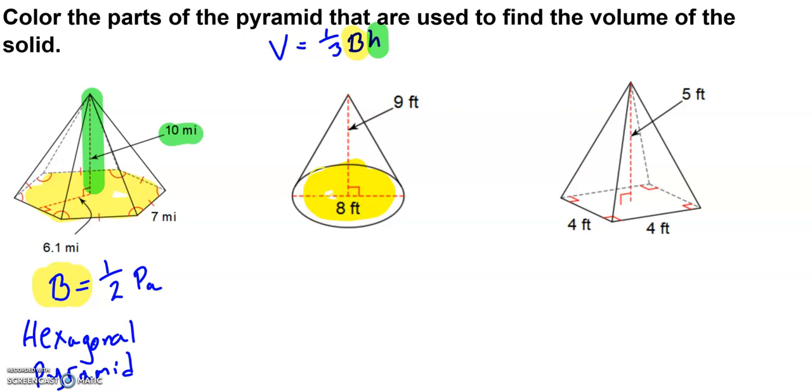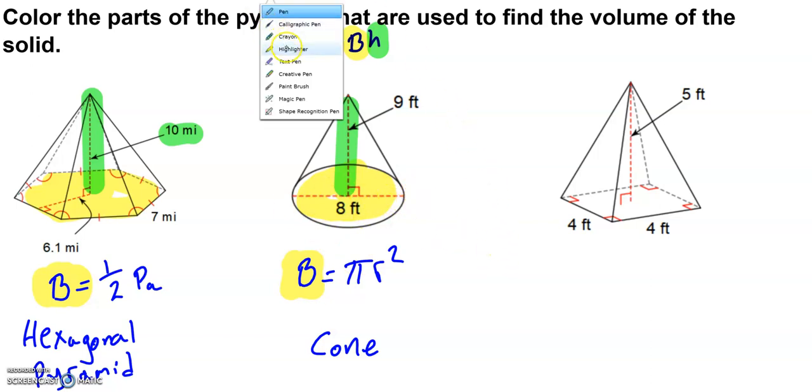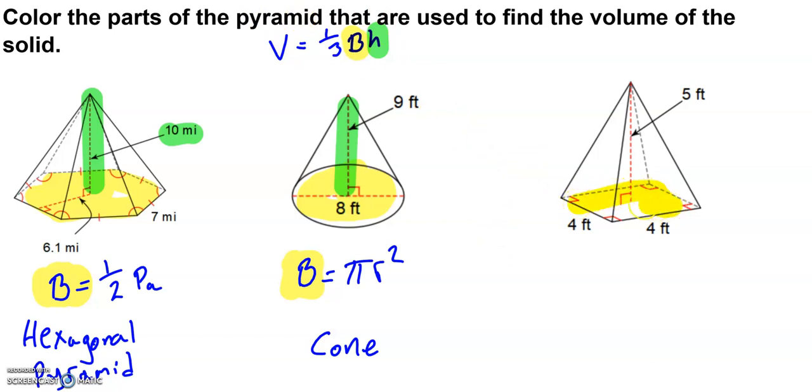Our next pyramid, we notice big B, the base itself, is a circle, and we're going to talk about how to find it in a minute. And the height is the distance between the apex and the base. To calculate big B, because this is a cone, big B is pi times radius squared. Notice in this picture they didn't give us the radius, they gave us the diameter, so we would have to cut that in half.